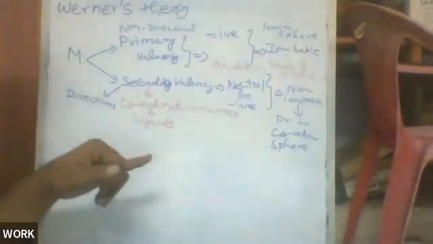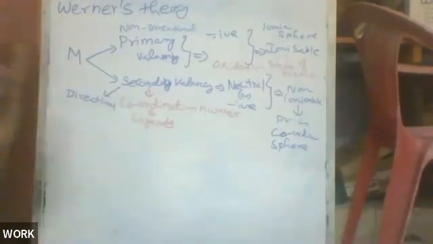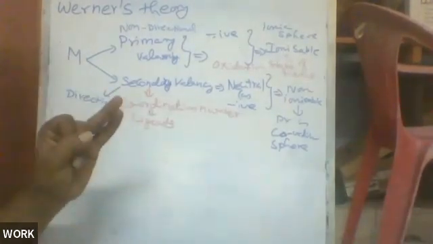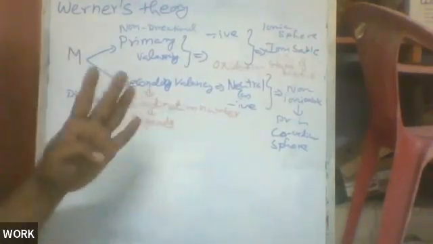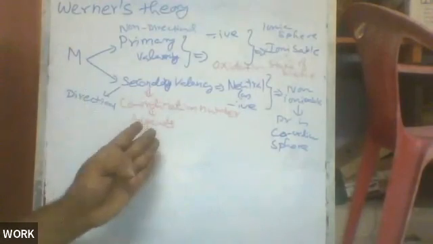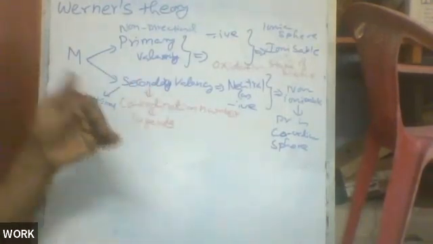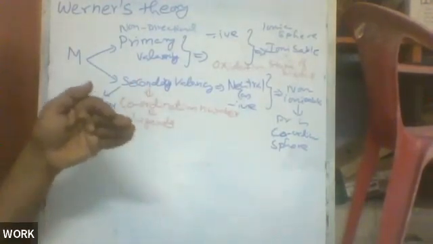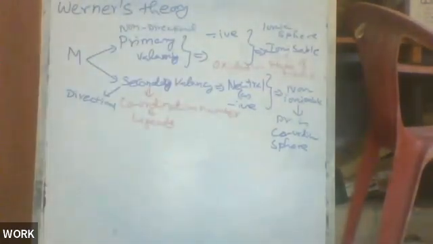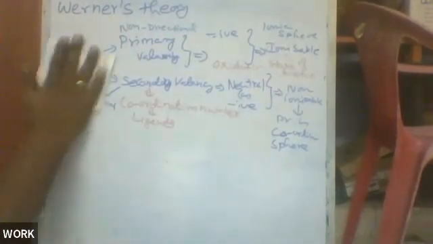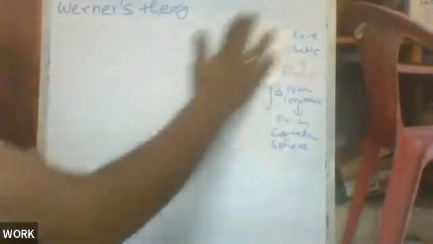In the secondary valency, they are directional and non-ionizable. They are present in the coordination sphere. It gives the coordination number of your central metal atom, and it is satisfied by neutral or negatively charged ligands. Five points. You can write the remaining things. Now, how the structure comes, we'll see.